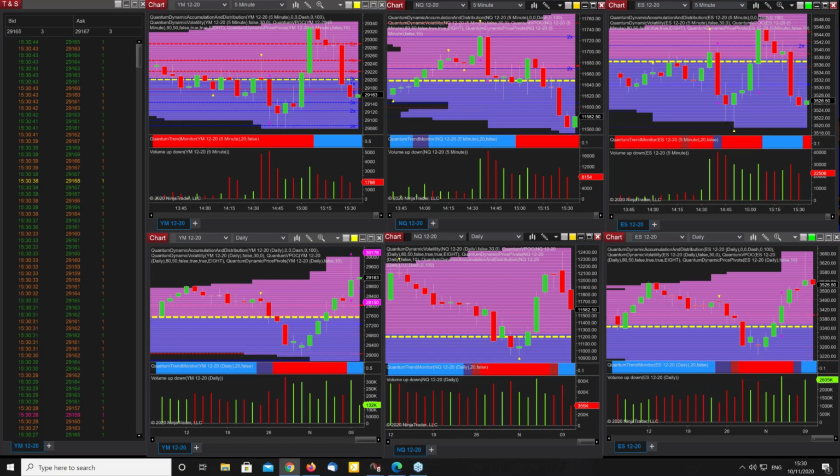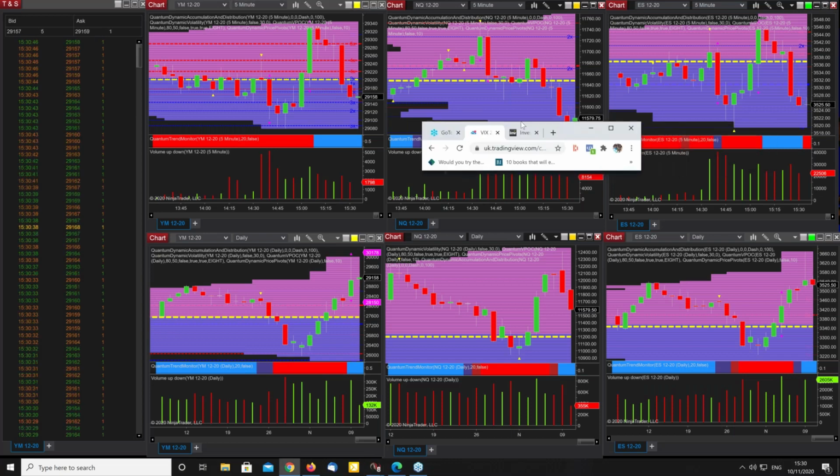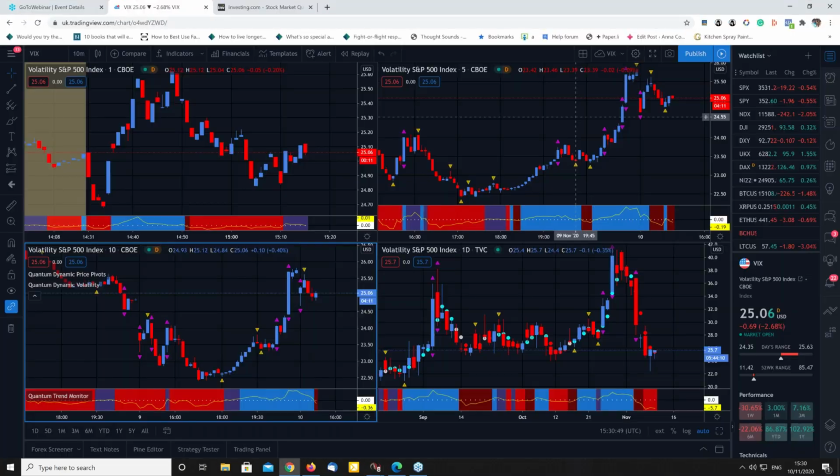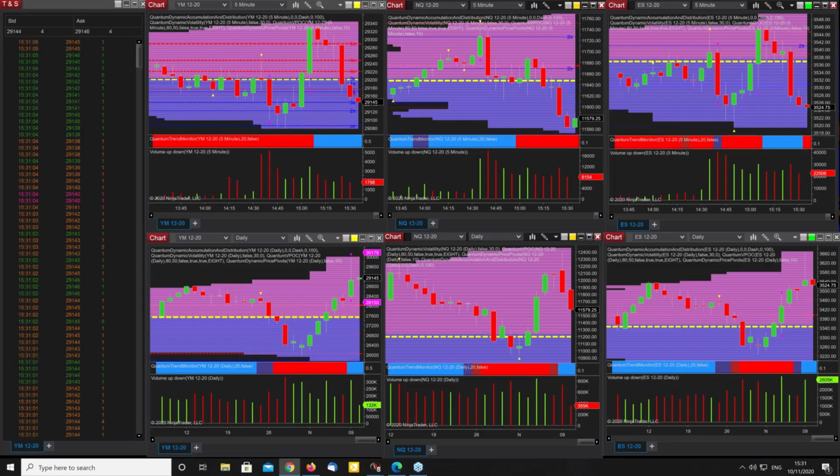Just to pull over the VIX, got that over here. Just pop that up full size. There we go. This is on 1, 5, 10, and over onto the daily. You can see what's going on in the VIX. It's pretty much the same as a lot of the other markets. It's very choppy, very sideways price action, and that's where we are at the moment. So it's just keeping an eye on that, keeping an eye on bond yields and all the rest of it.